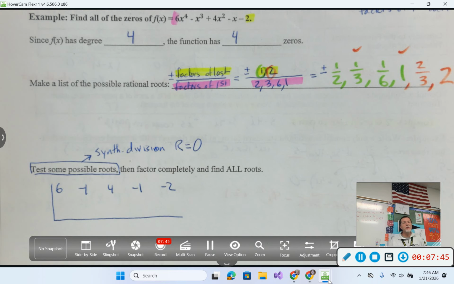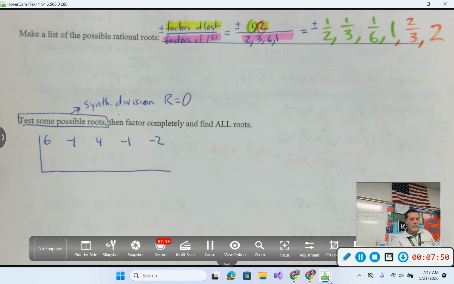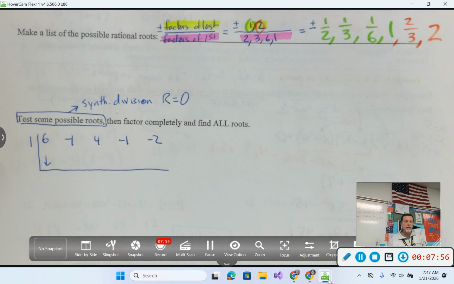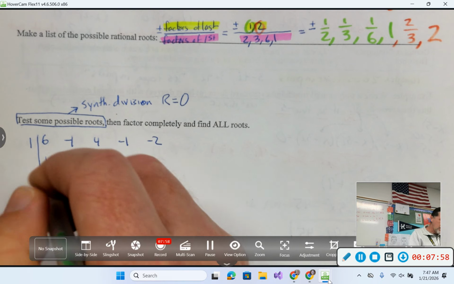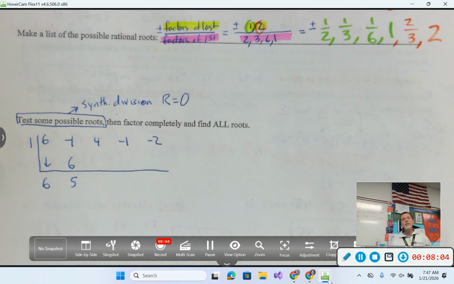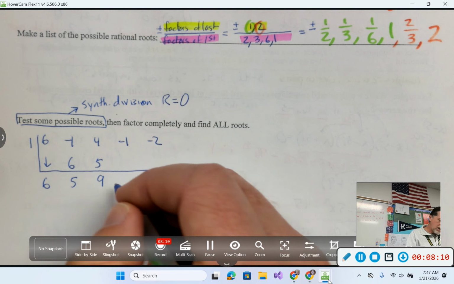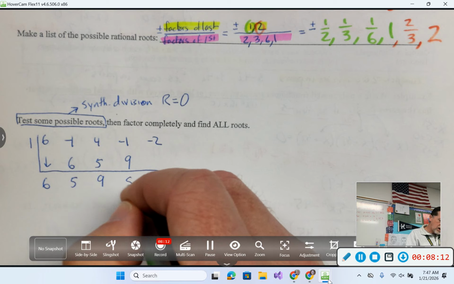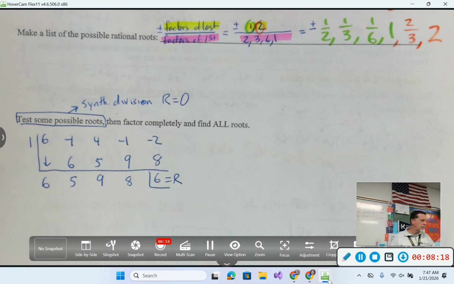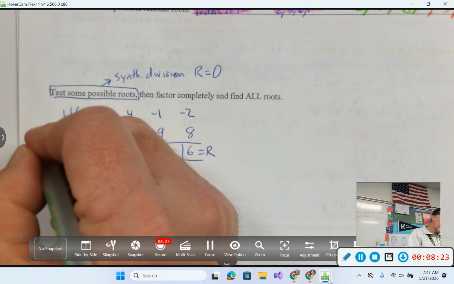And at this point, we don't know which of those numbers is going to work. So I say let's start with 1, just because that should be an easy one to check and see. So bring down the 6. Multiply, we get 6. Add, we get 5. Obviously be super careful here. Like, this is easy, but easy to mess up. This is not looking good for a remainder. So what does that tell me about x minus 1? Not a factor.